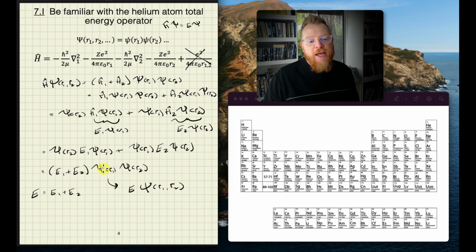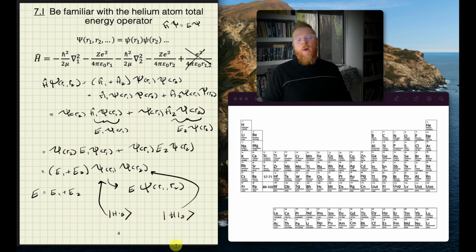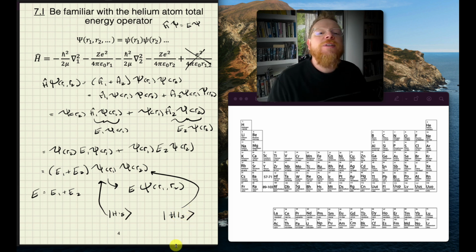And in place of psi R1, psi R2, we can just put in the nominal H1s wave function. That is a ket, right? So we could replace psi R1 with the H1s wave function, and we could replace psi R2 with another H1s wave function. And we would see that the total wave function is then just a product of the two individual radii functions.